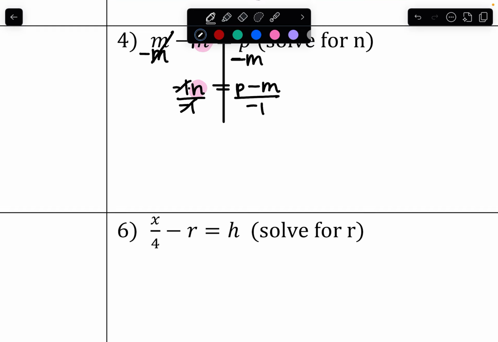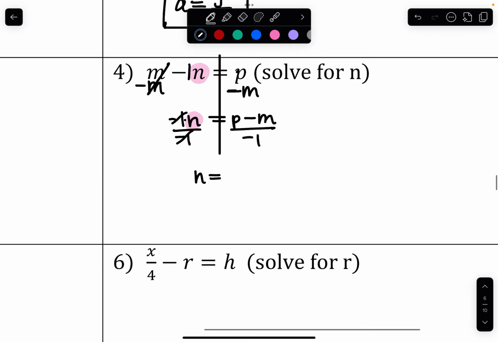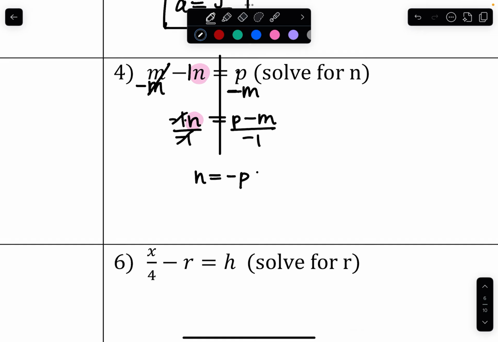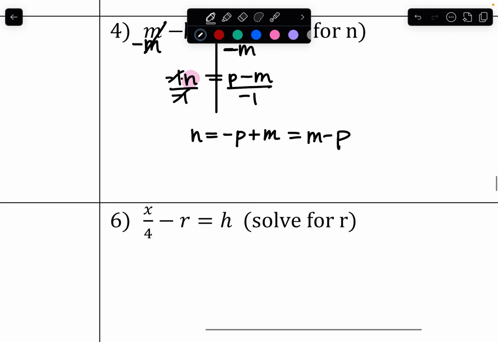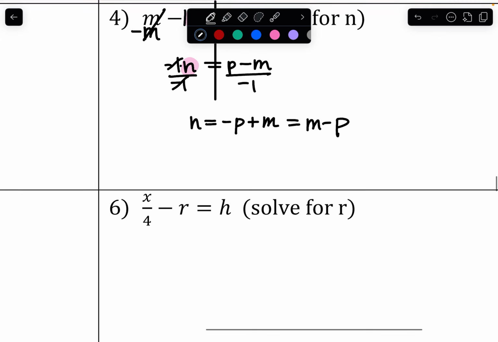When you divide by -1, it switches the signs of whatever is above it. So we can write our final answer with a negative p and a positive m, or you can switch the order and write m minus p. Any of these would be fine on a multiple choice test. Just recognize that p is negative, m is positive, and you'll get the answer right.